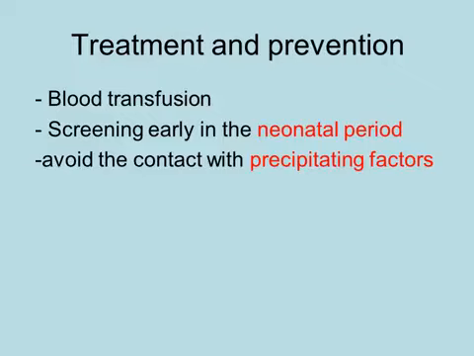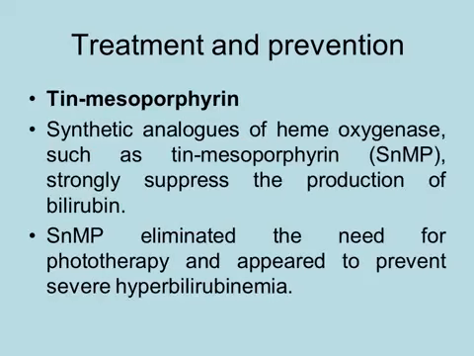Treatment: when there is acute hemolysis, blood transfusion is given. Chronic non-spherocytic cases require folic acid supplementation. Prevention is by screening early in the neonatal period, and those who are proved to have G6PD deficiency should avoid contact with the precipitating factor.